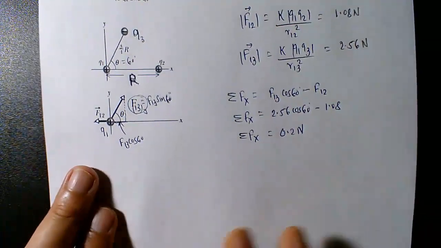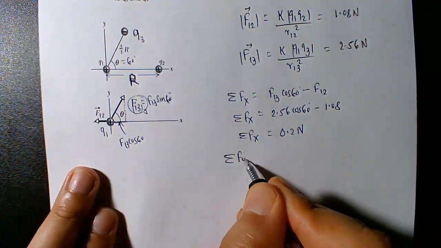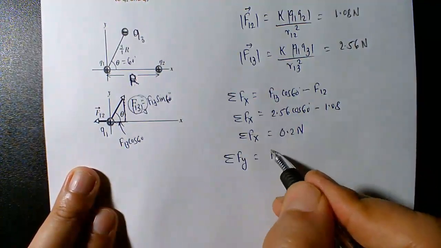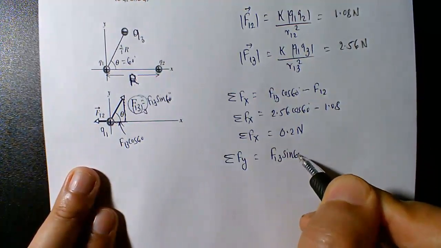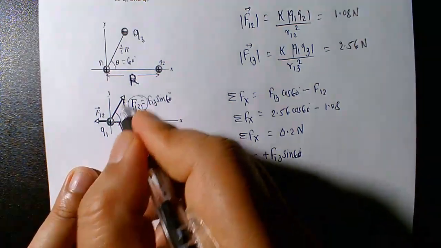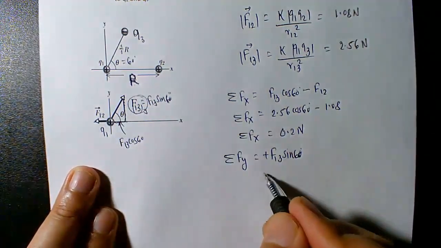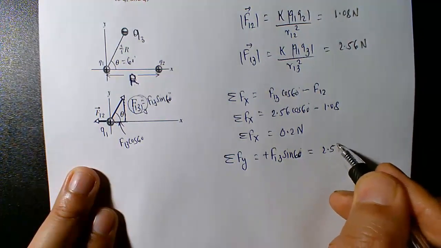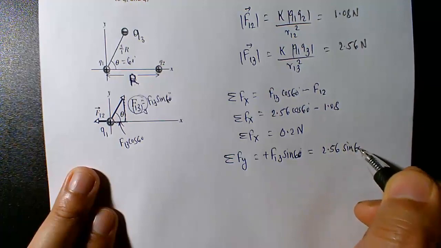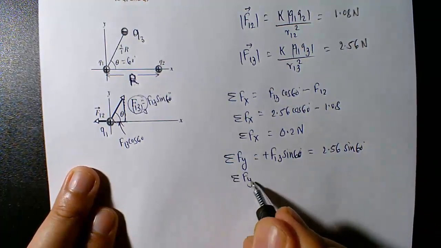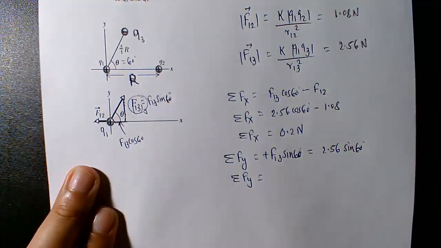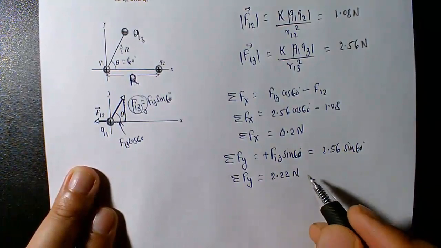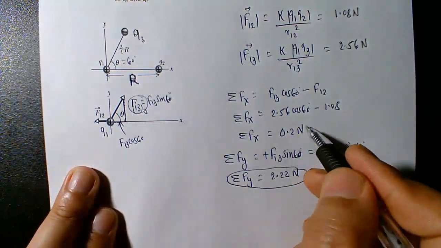Similarly, you have to find the sum of the force in y direction, and in y direction you have only one force, only one component, which is F13 sin 60 degree, and which is positive, right? Because it's in the first quadrant. Both components are positive. So put that. F13 is 2.56 times sine of 60 degree, and if you do that using your scientific calculator, that's going to be 2.22. So now we got the sum of the y component and the sum of the x component.